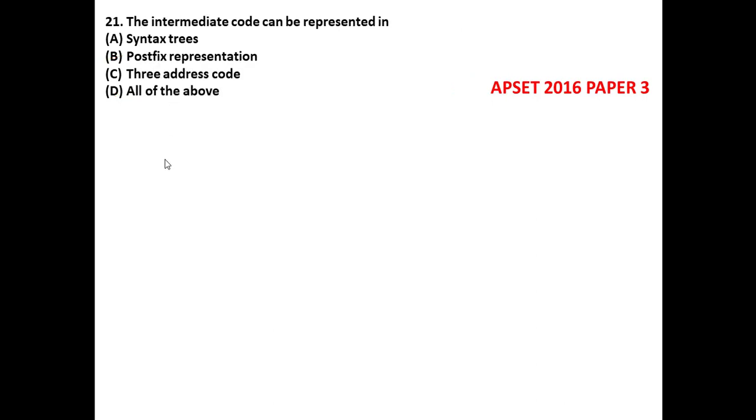And see the next question, the question number 21. The intermediate code can be represented by, right, so intermediate code can be represented by these 3 things. First one is the syntax trees, postfix, and the 3 address code, and in addition to this we have the DAG representations also. Right, so here the answer for this question is an option number D, all of the above.